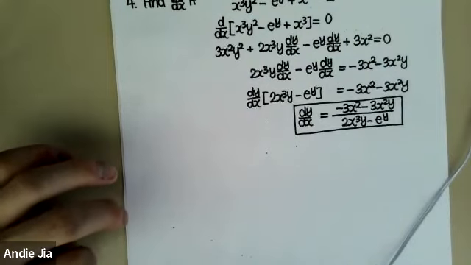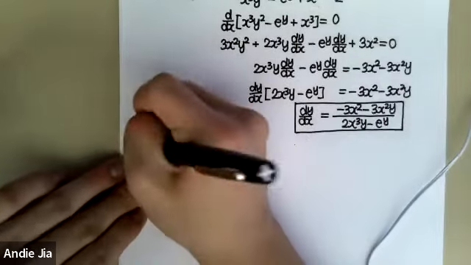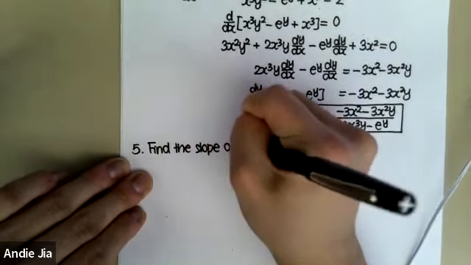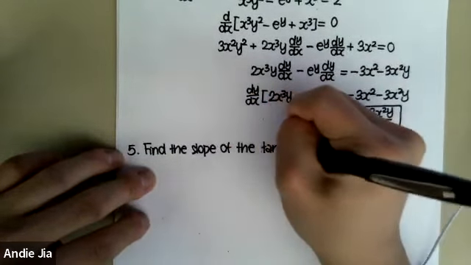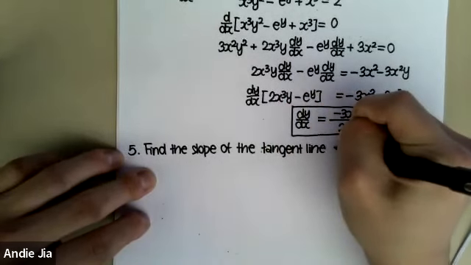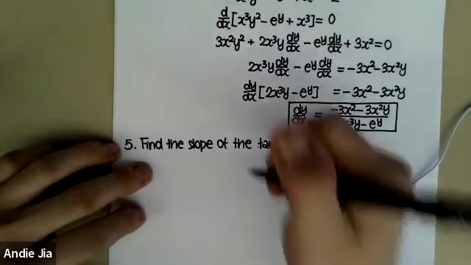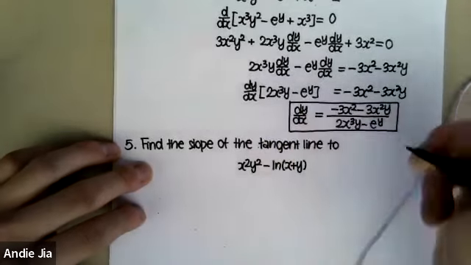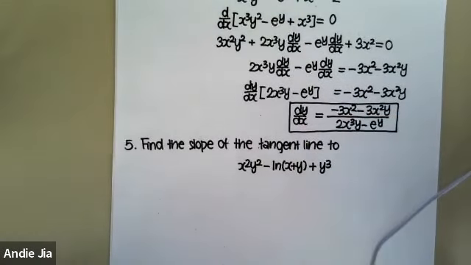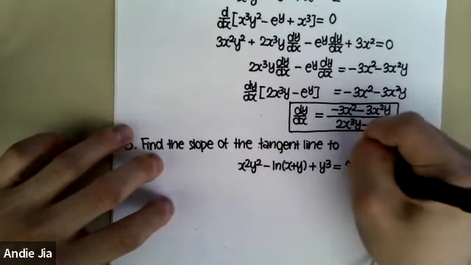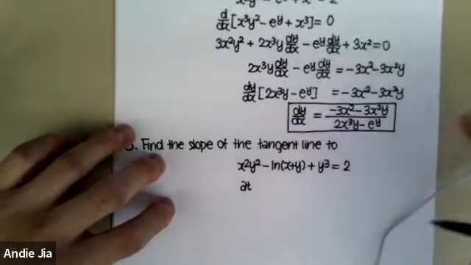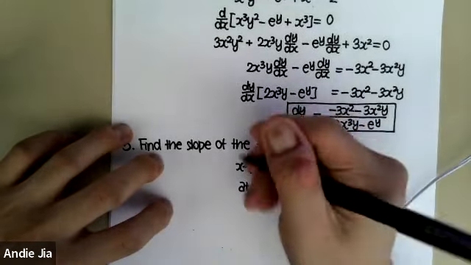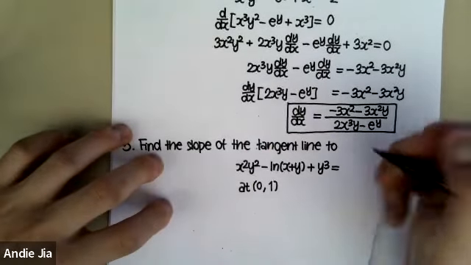Okay, let's do another one. Find the slope of the tangent line to this expression at the point where x is 0, y is 1.